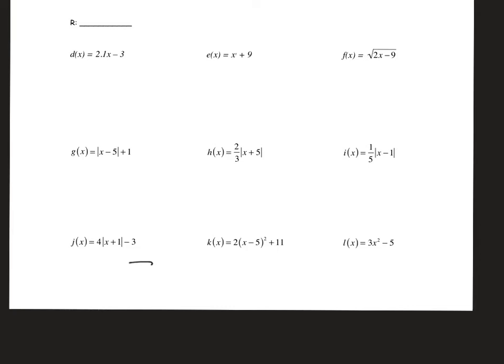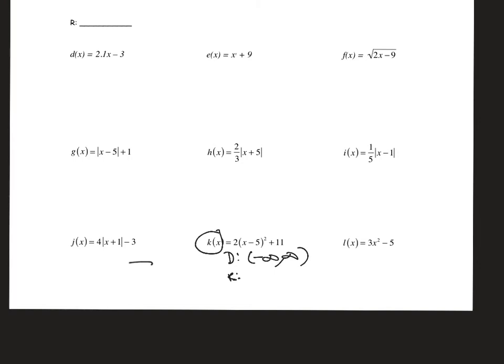So here, when I think about domain, I think about, is there anything I can't put in for x? I'm going to look at k of x here. And no, there is nothing that I can't. I don't have any square root. I don't have anything in a denominator. So my domain is going to be all real numbers, or negative infinity to infinity. We always put this in interval notation. And my range, however, is going to be restricted, because I always go to where my variable is and I start there.